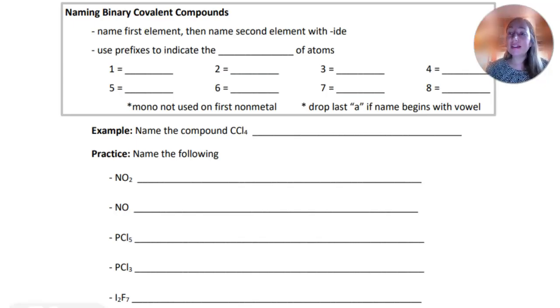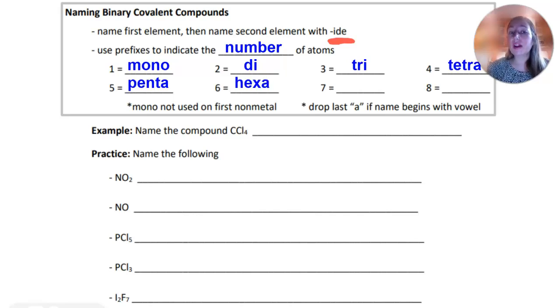Okay, binary covalent compounds get named with prefixes. We name the first element, and the second element needs an IDE at the end, but we're going to use prefixes to indicate the number of atoms that we have present. So what are the prefixes? Mono for 1, di for 2, tri for 3, tetra for 4, penta for 5, hexa for 6, hepta for 7, and octa for 8.